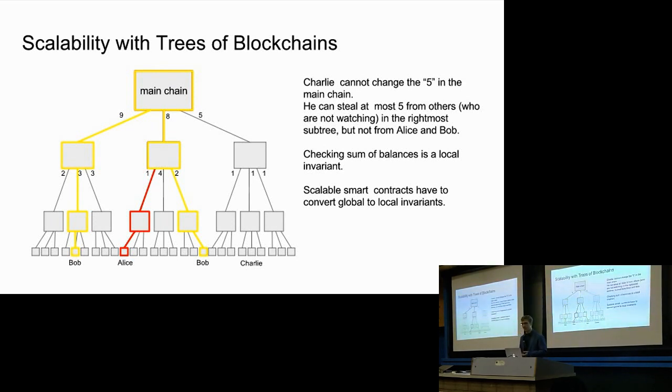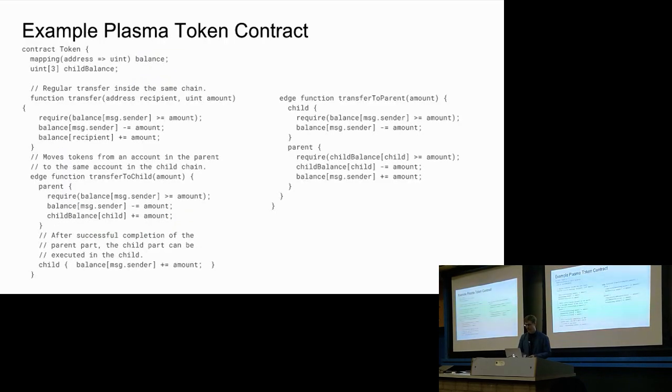If you want to write a scalable smart contract that runs in such a plasma system, you have to convert global invariants into local invariants. And now let's take a look at a very specific example. This is how you could implement such a token contract very specifically in the Plasma system. This is a slight variation of standard Solidity. And we have a token contract here. It has a mapping of balances. And it also has these three integer values which track the sums of the balances in the child chains, or where the tokens are locked.